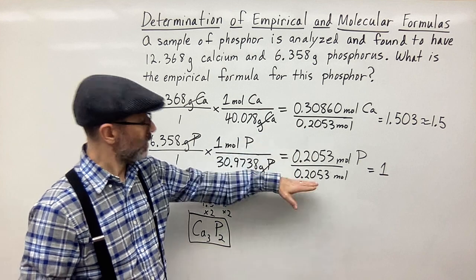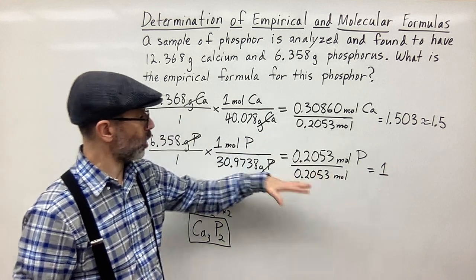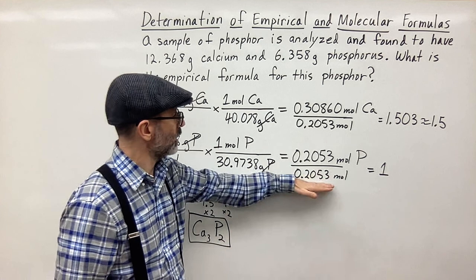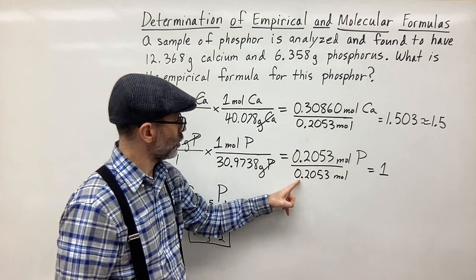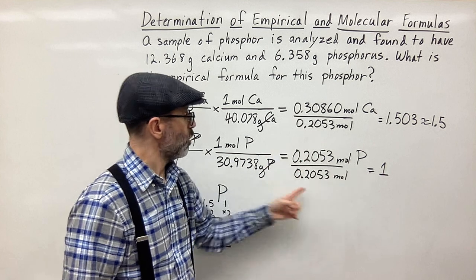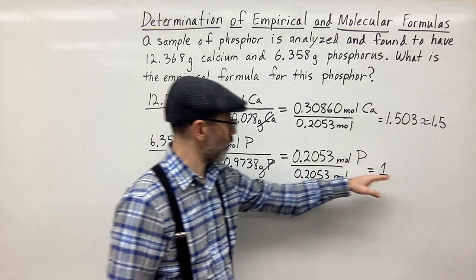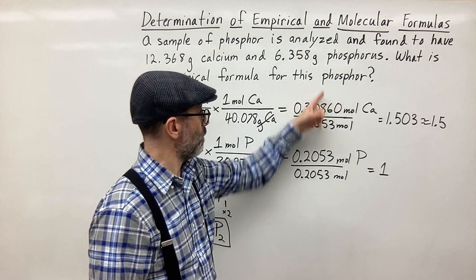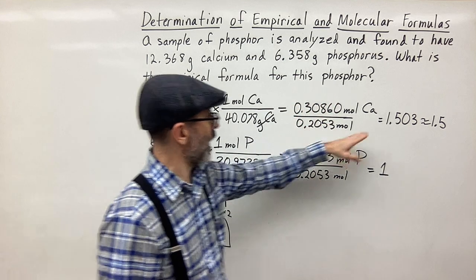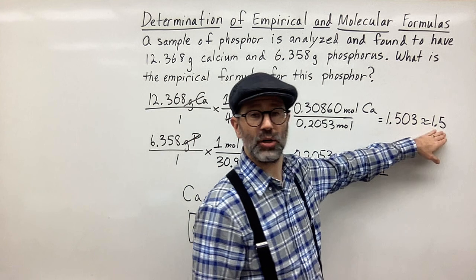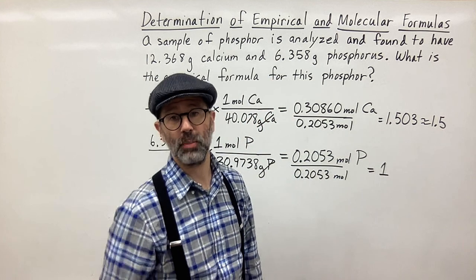In this case, this phosphorus had the smallest mole amount. So we're going to divide both of them by 0.2053. So of course, when you divide a number by itself, you get 1. And then here, when we divided this mole amount by this mole amount, we got 1.503, which is very, very close to 1.5, so you can round that to 1.5.